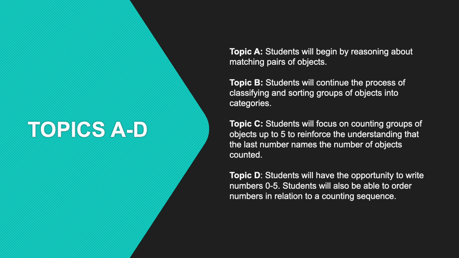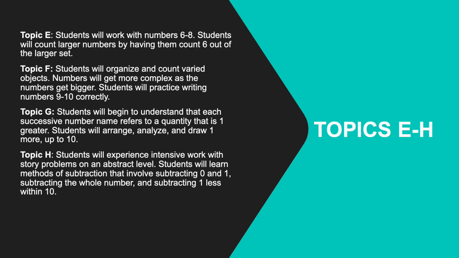In Topic D, students will have the opportunity to write numbers 0 through 5. Students will also be able to order numbers in relation to a counting sequence. In Topic E, students will work with numbers 6 to 8. Students will count larger numbers by having them count 6 out of the larger set.